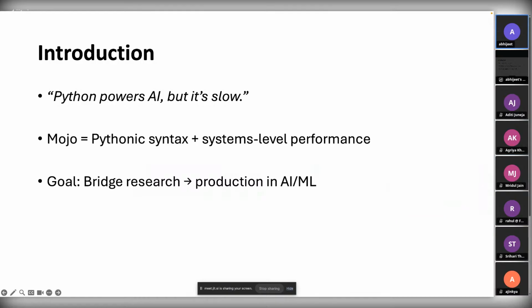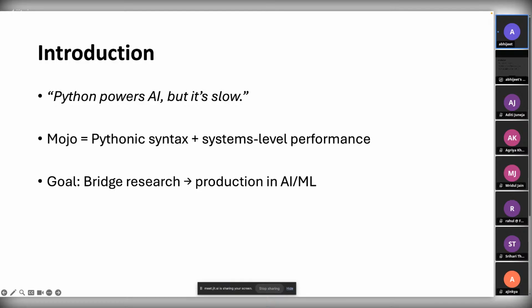Most of us here use Python every day for AI or scientific computing. It is the glue behind NumPy, SciPy, PyTorch, TensorFlow, you name it, and it works so well because it's easy to write, easy to share, and easy to prototype with. The problem with Python is it is slow.